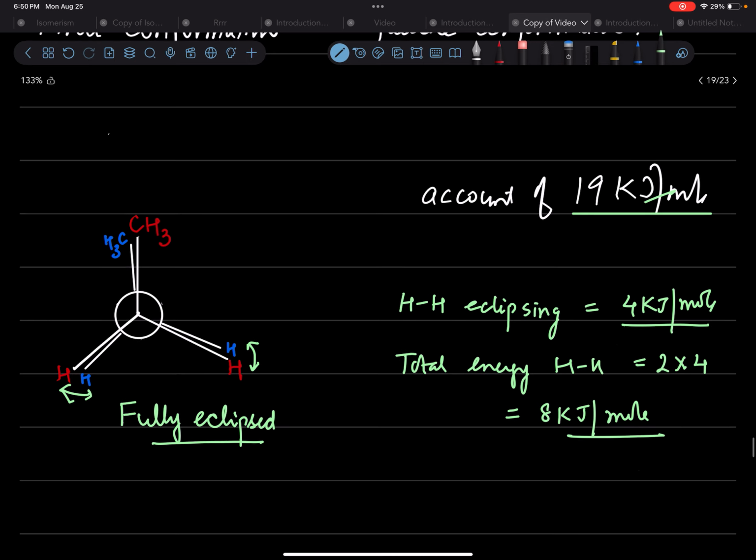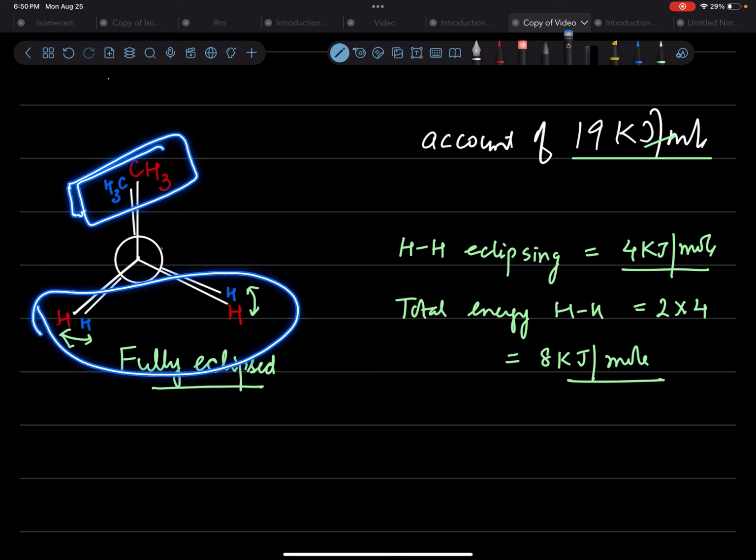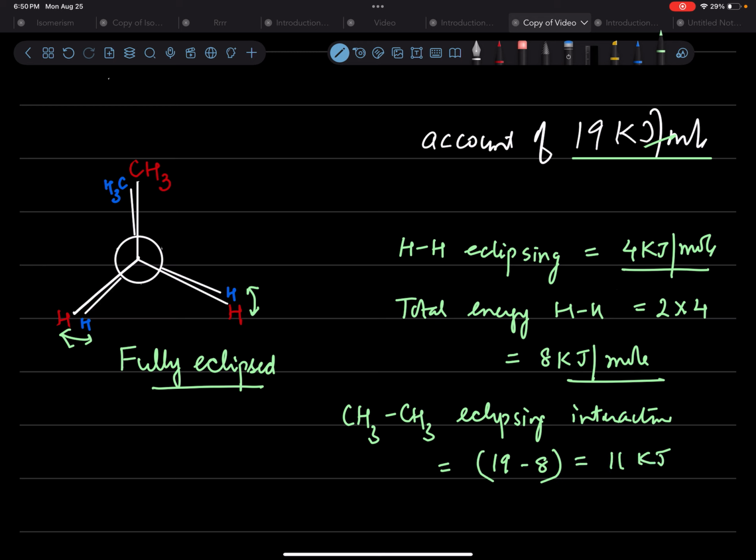What does this mean? It means we are left with these interactions, methyl and methyl. And we know that the total energy of the system which has increased because of all the interactions is 19 kilojoules, of which these two contribute 8. So how much are the methyl-methyl interactions contributing? So methyl-methyl eclipsing interactions increase the energy by 19 minus 8, which comes out to be 11 kilojoules per mole. So methyl-methyl eclipsing interactions increase the energy by 11 kilojoules per mole.